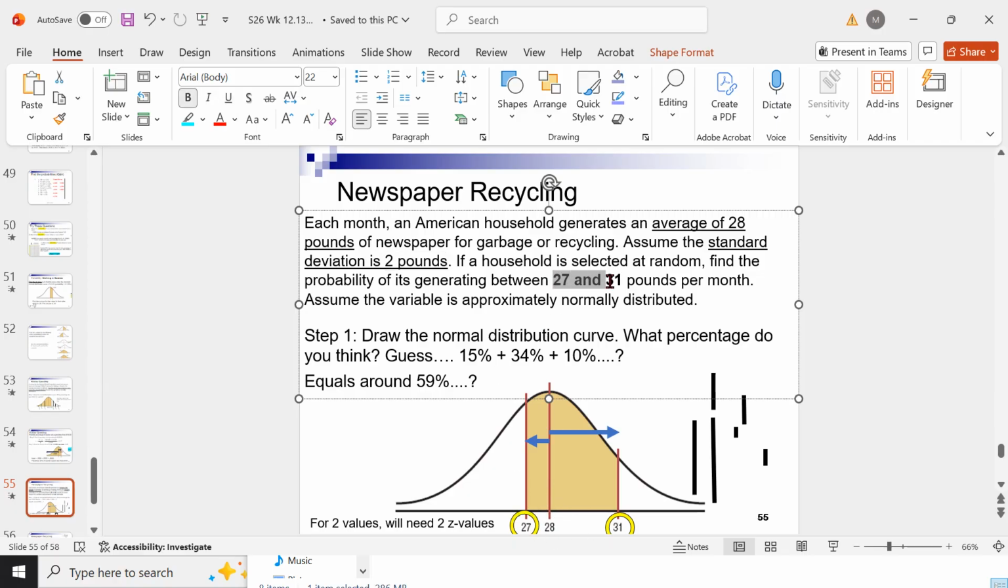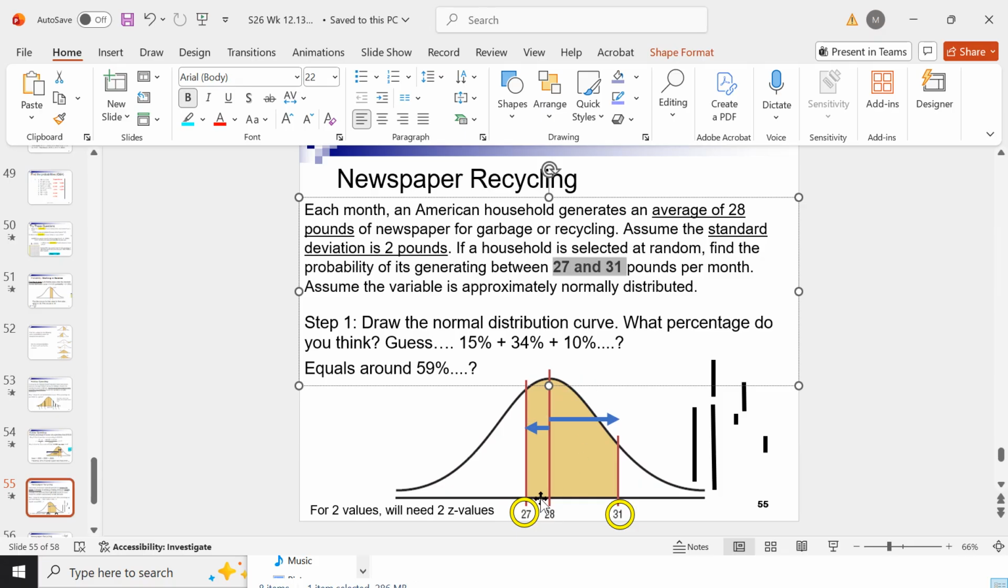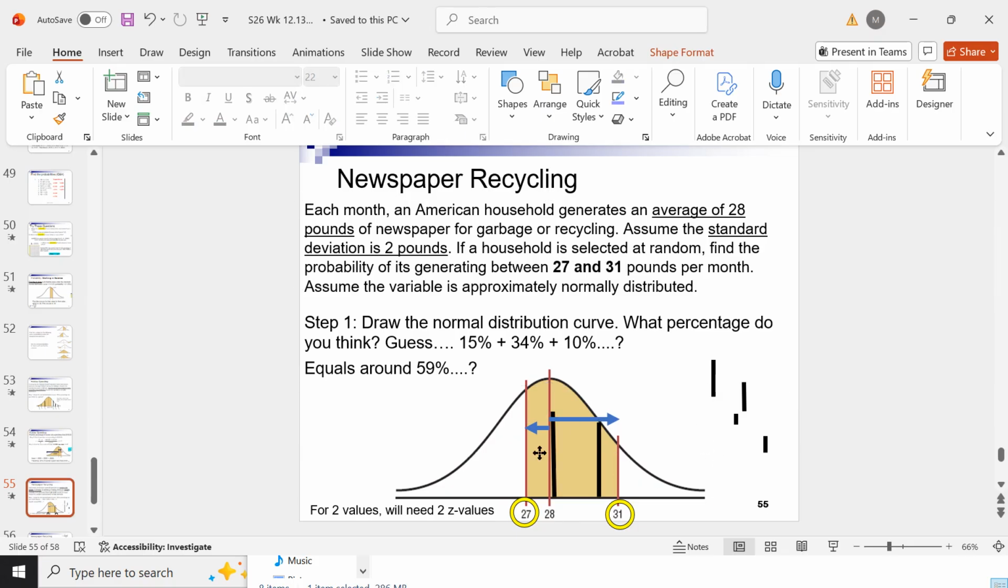We're looking for households that produce 27 to 31 pounds. So you'll see there's your mean. 27 is over on the negative side. 31 pounds is on the positive side, right? You just have a look at where your standard deviations are. Kind of have a guess of where we are at. Of course, it's just approximate. We'll do the actual math in a little bit. And what are you thinking here as far as a guesstimate?